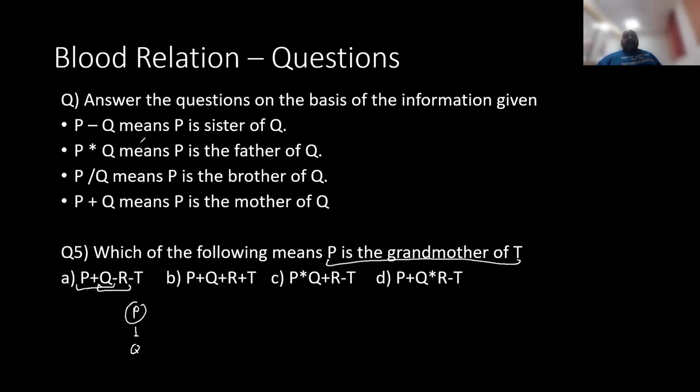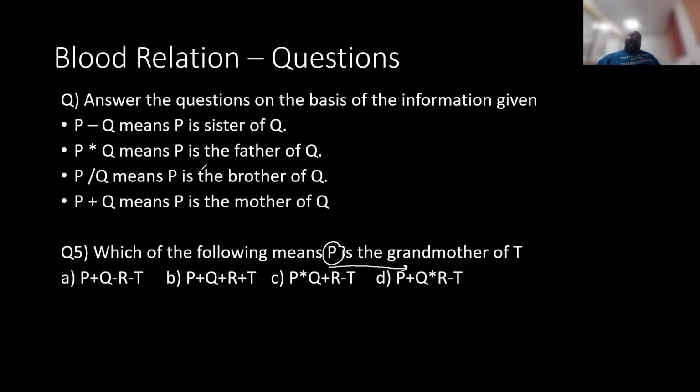Q minus R means sister. So Q is the sister of R. R minus T. Minus means sister. R is the sister of T. How is P related to T? P is the mother of T. Obviously, this is not the answer. And I can go on like this for each option. Or what I can do is, because I know that P is the grandmother, P has to be a female.